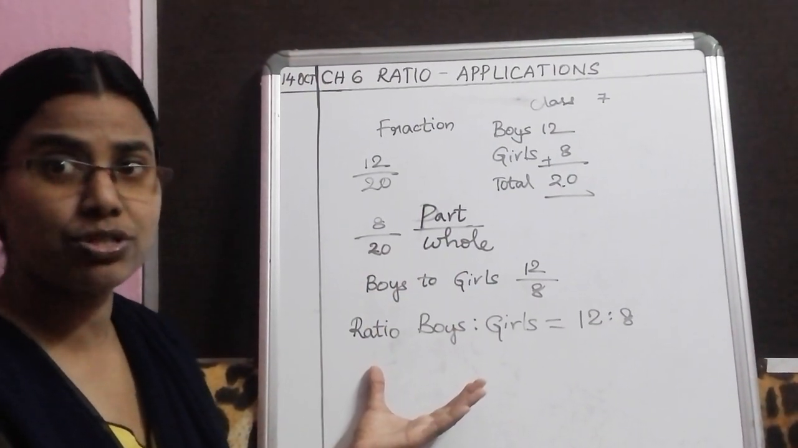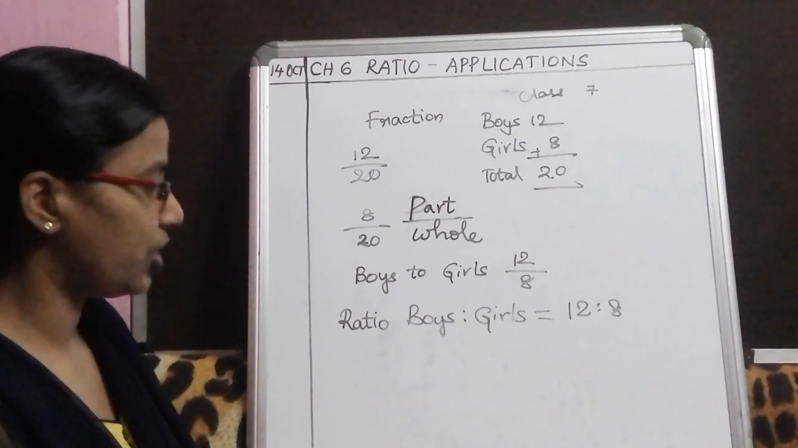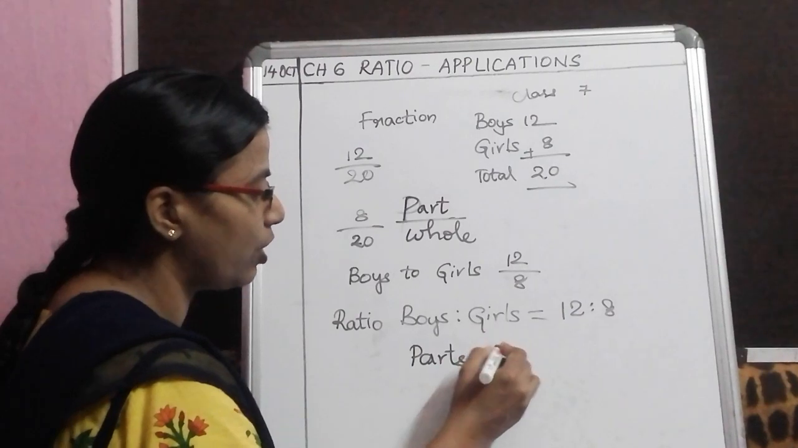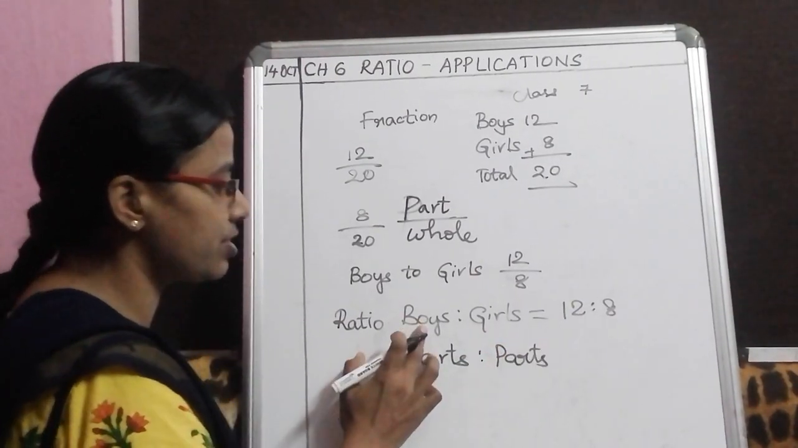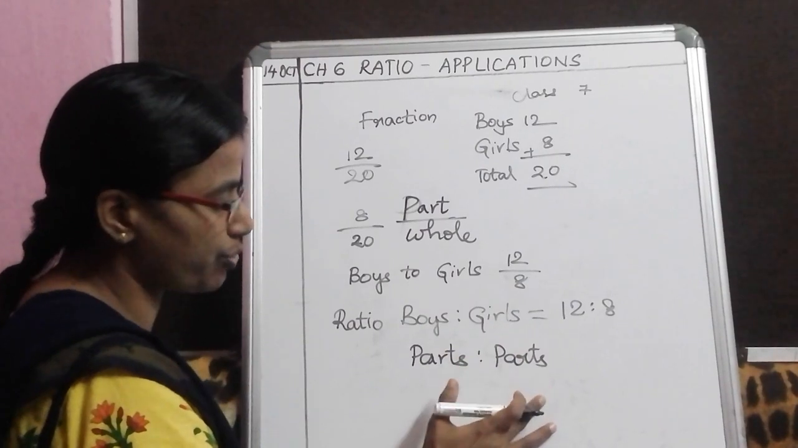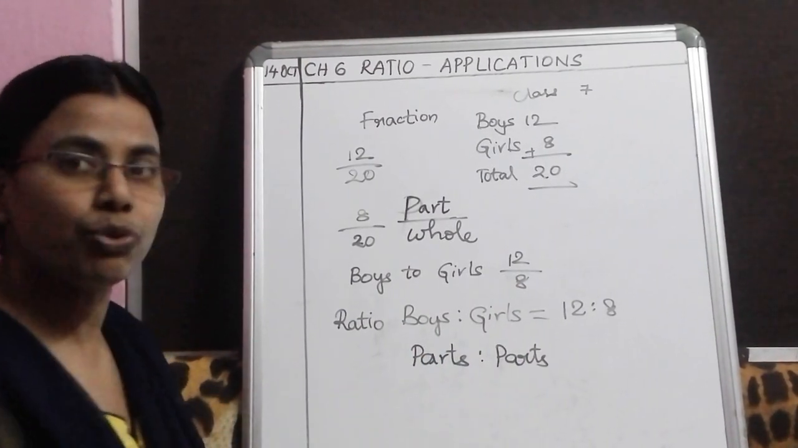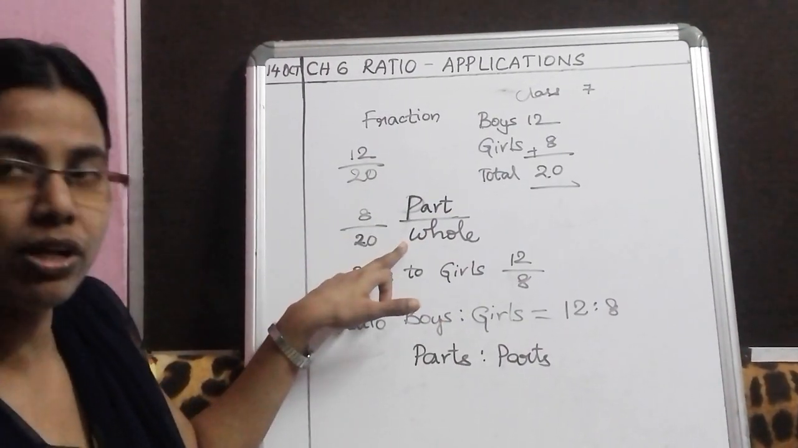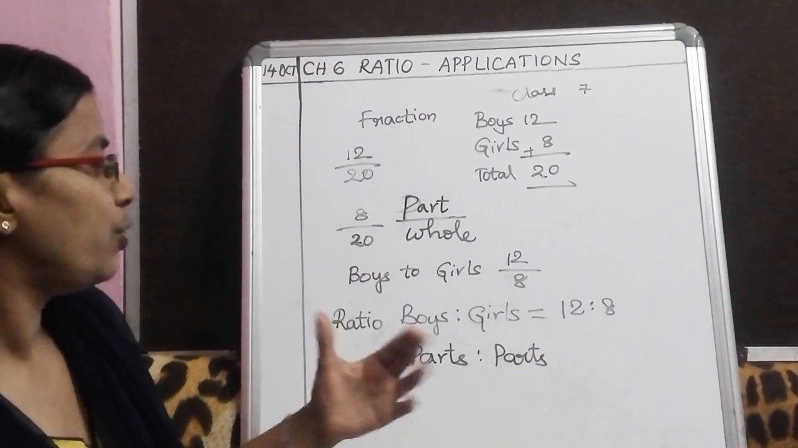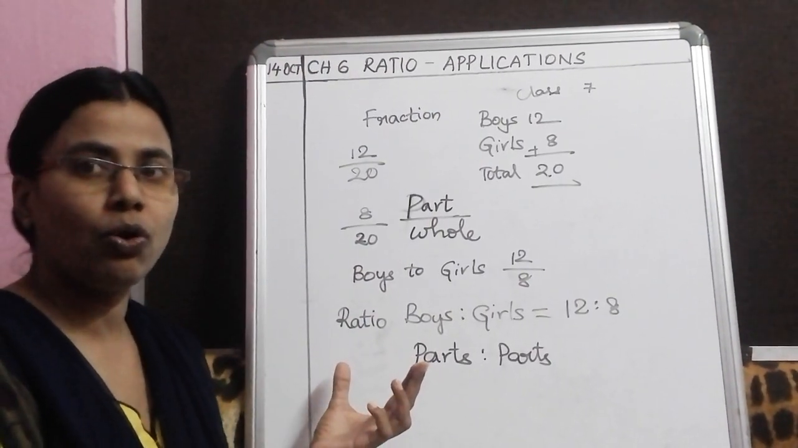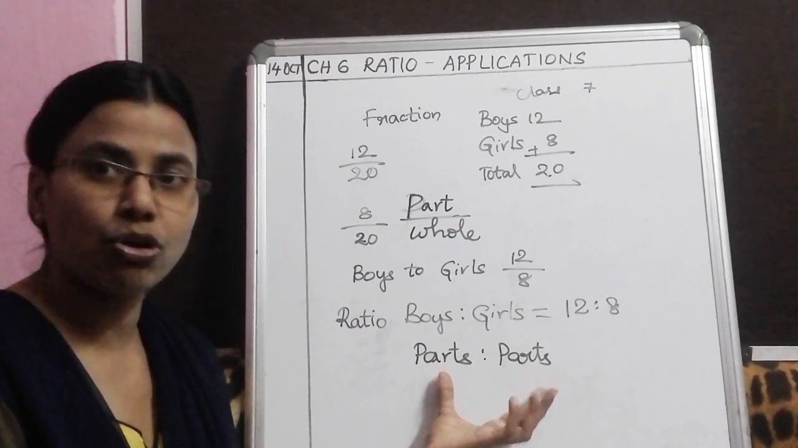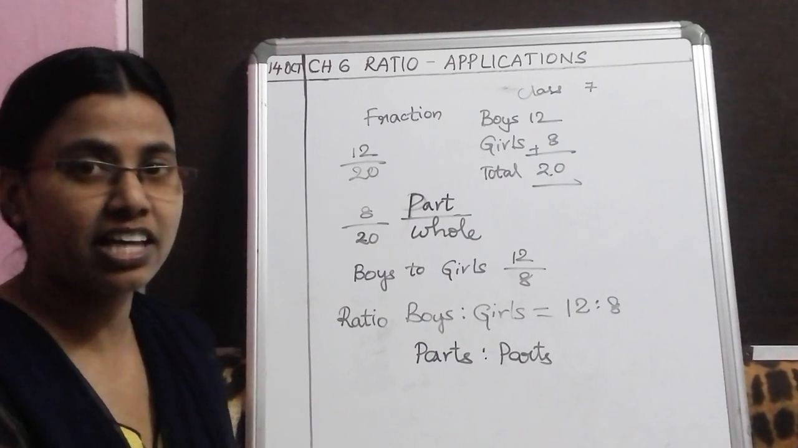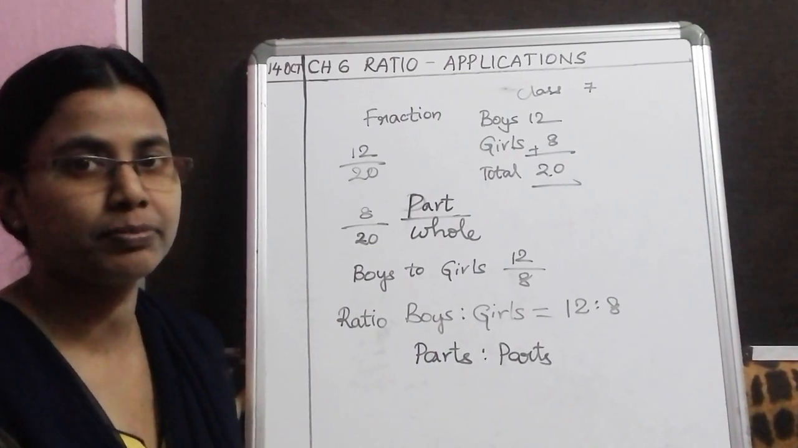Whereas in ratios, we can compare two parts. Now see this. Boys is a part and girls is also a part. Part and part also you can compare. In a fraction you can compare only part to the whole, whereas in ratios you can compare part to whole, whole to part, and part to part also. Understood the difference? So now let us begin exercise 1 in ratios.